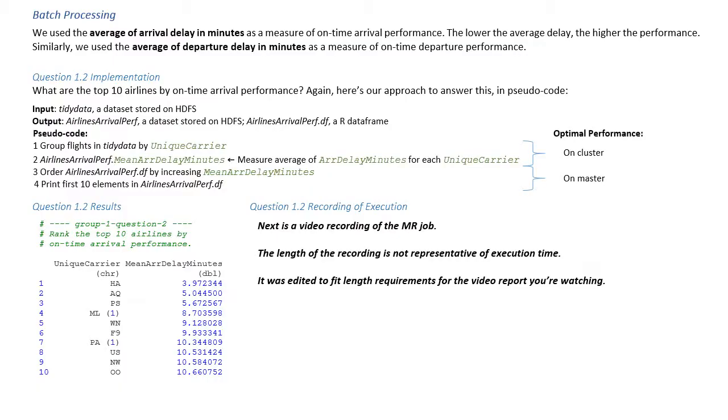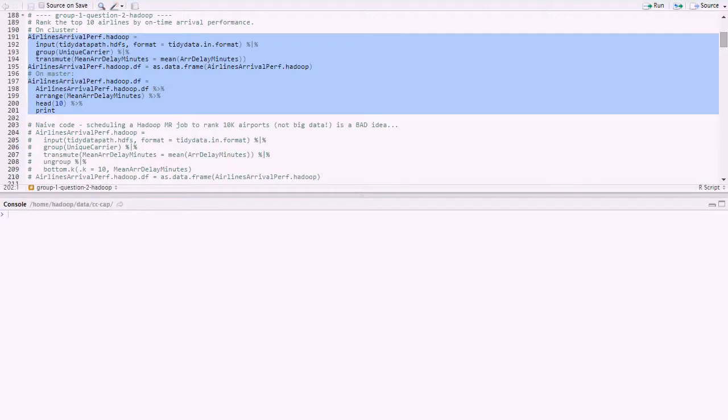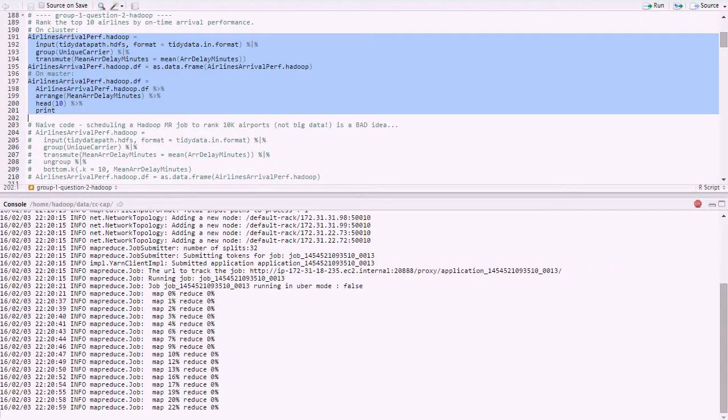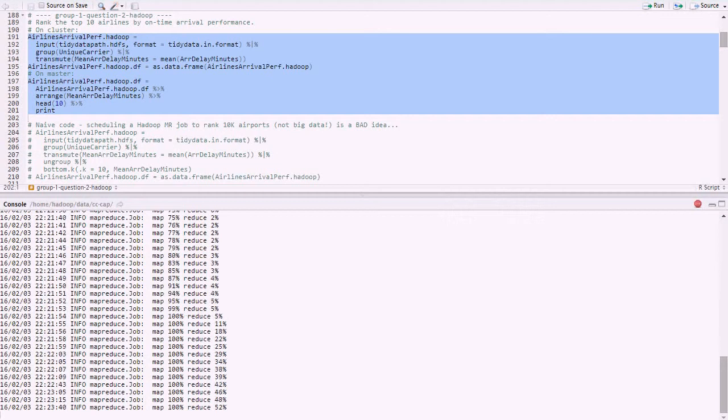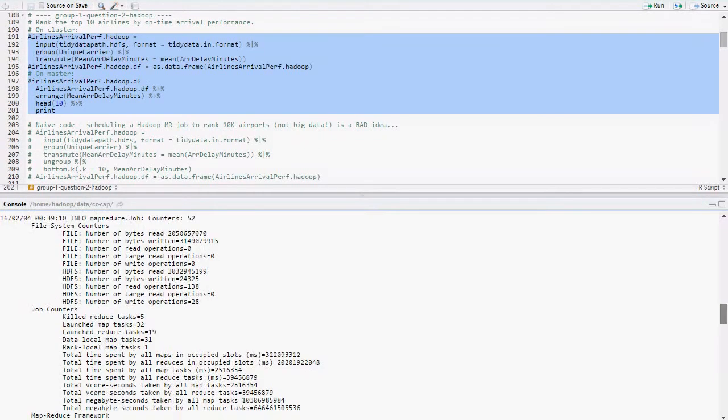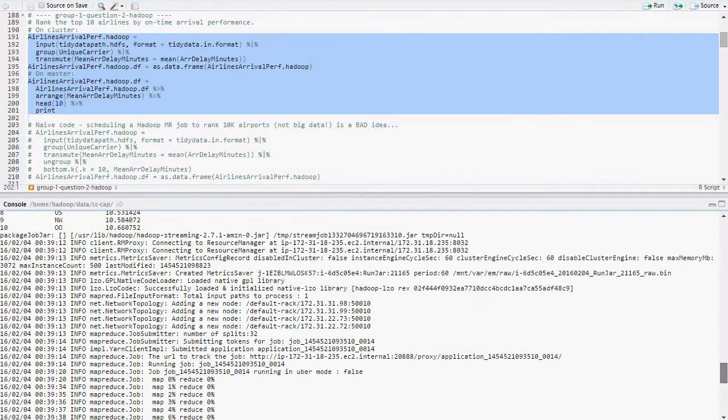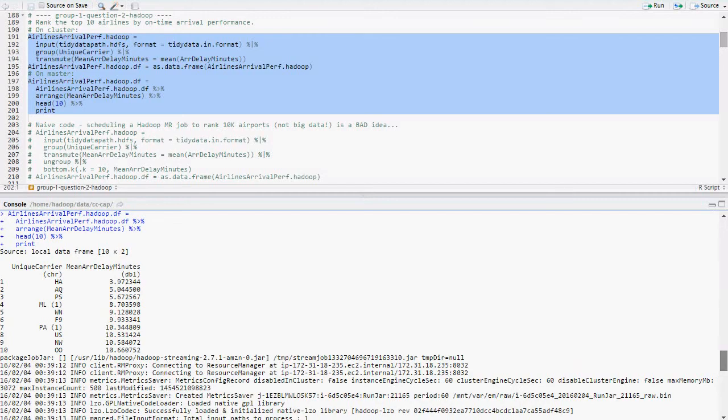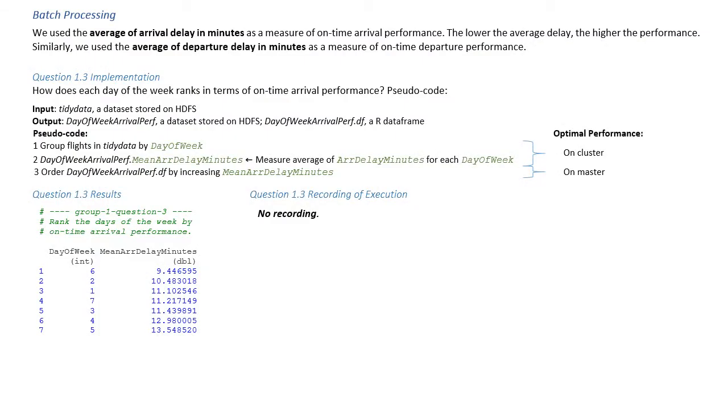To find the top 10 airlines by on-time arrival performance, we grouped the data by carrier, measured the average arrival delay in minutes, ordered the results, and picked the top 10. To rank each day of the week in terms of on-time arrival performance, we grouped the data by day of the week, measured the average arrival delay in minutes, and ordered the results.